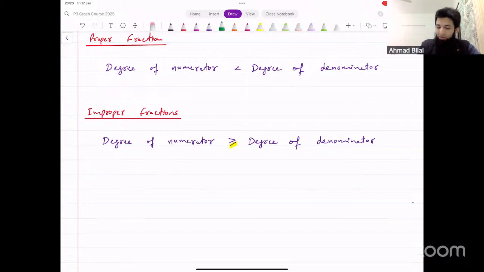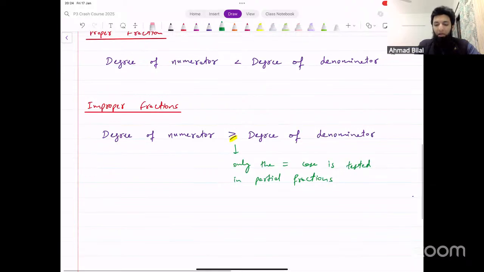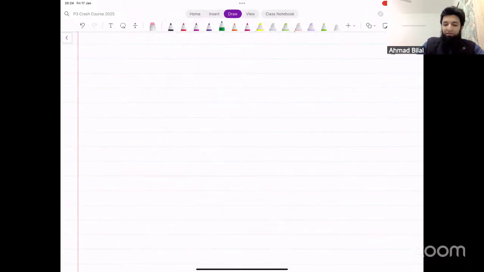Okay, so only the equal case is tested in partial fractions for improper fractions. Now, let me write down a few fractions here, and you need to identify if they're proper or improper. So let's say I have x plus 3 divided by 2x squared plus 1 into x plus 5. Is it proper or improper?